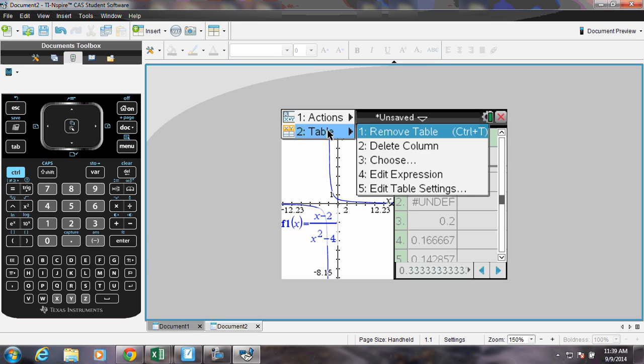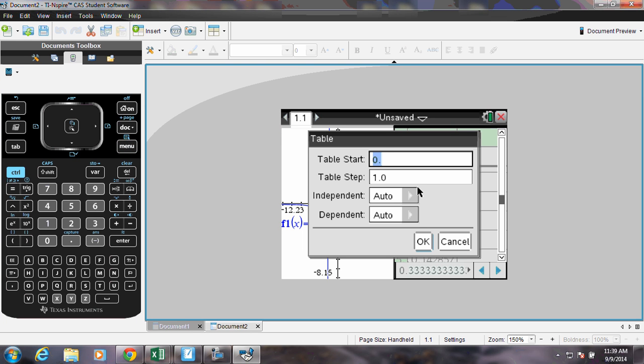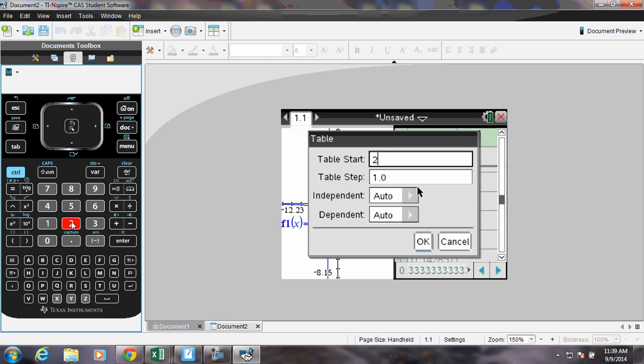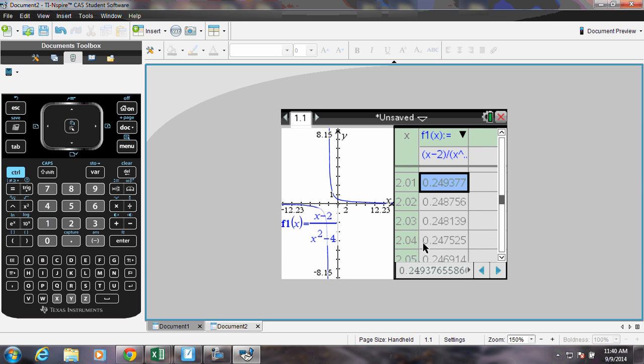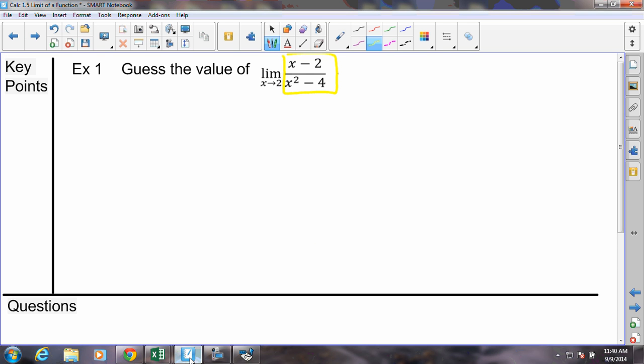So for table, we'll go into Edit the Table Settings. And let's start the table at 2. But then use the table step to be something very, very small, because we want it to be very, very close to 2, such as 0.01. And we can hit enter. I'm picking the table to start at 2 because the limit is approaching 2.